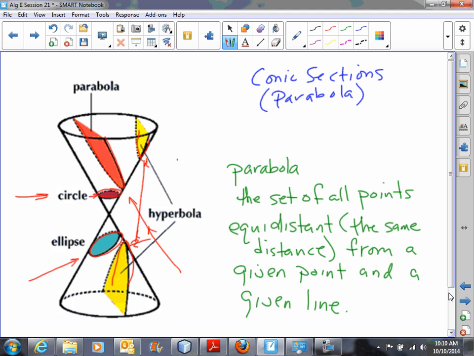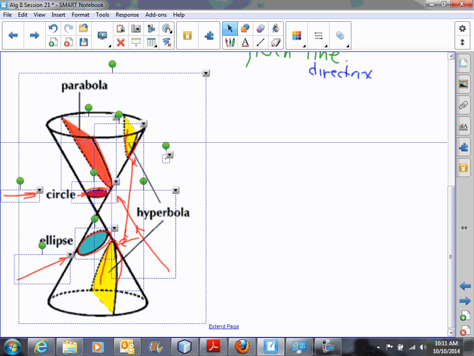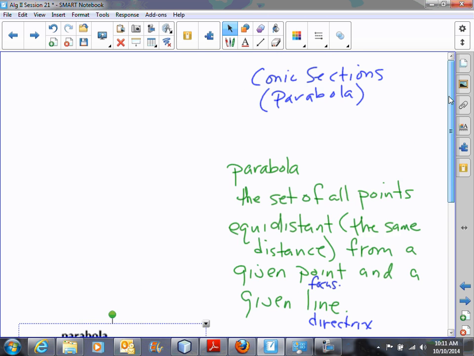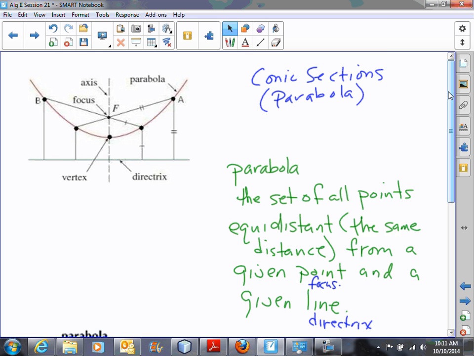Now, this given point has a name. It is called the focus. And the given line has a name. It's called the directrix. Now, a picture of the parabola, let's just move this down out of the way. A picture of the parabola looks something like this. Notice we have the directrix is this line, and the focus is this point.